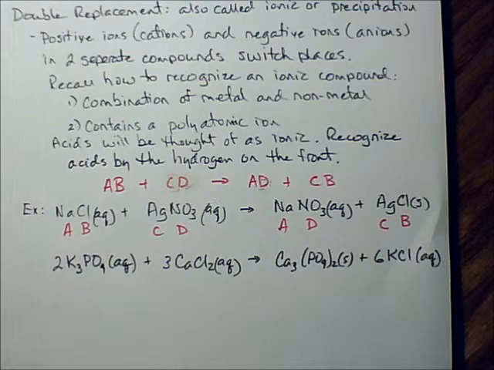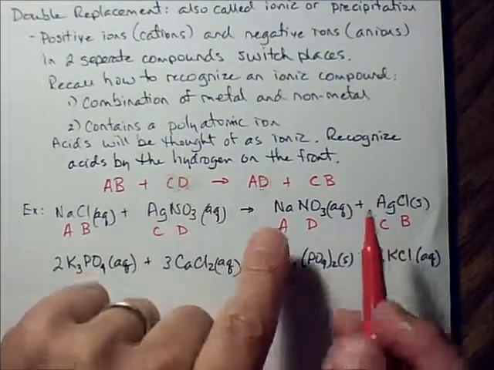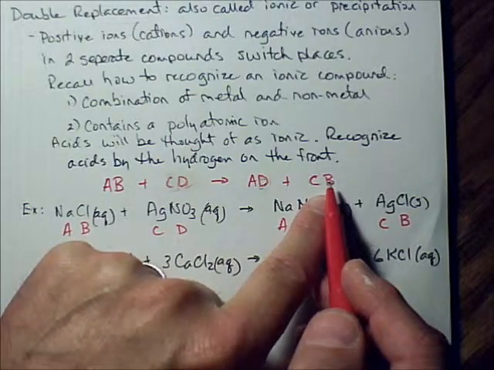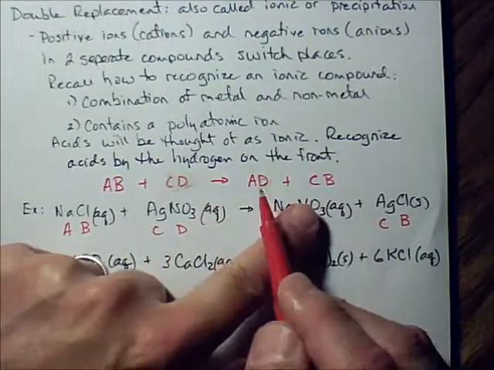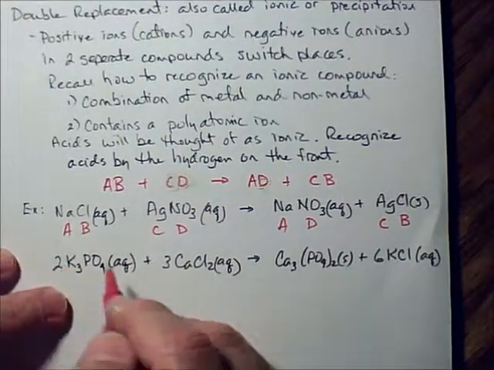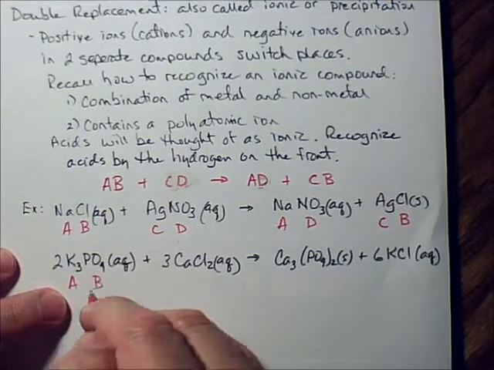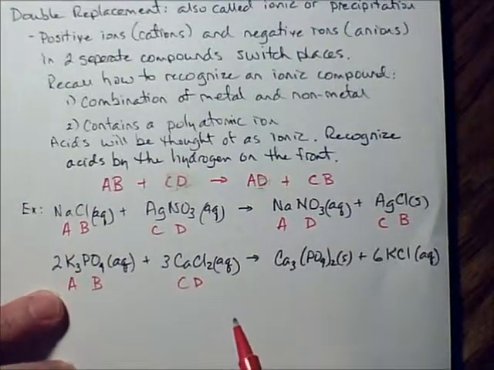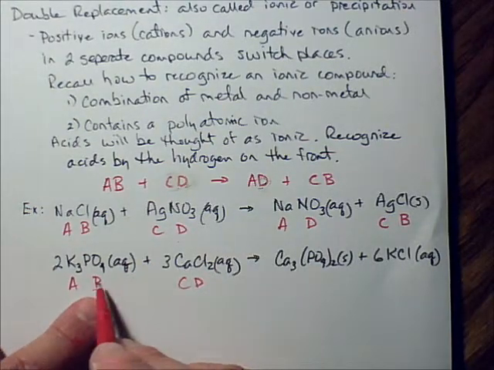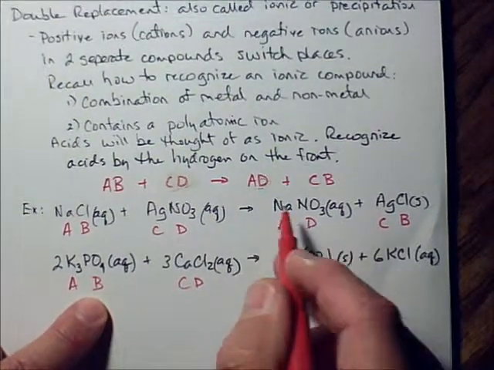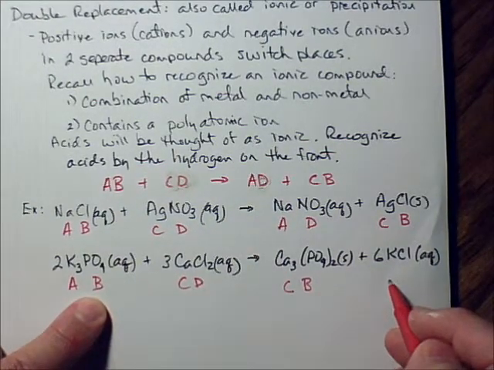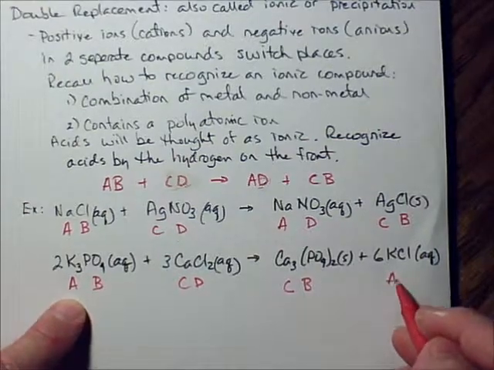One of the reasons I wrote this one out for you, it doesn't matter whether AD comes first or CB comes first. Okay? You can switch these around and still have double replacement. Everybody with me? So if we look at this one, this becomes A, B, C, D. But the calcium we wrote first over here, so we're going to just reverse the order. C, B, and A, D.